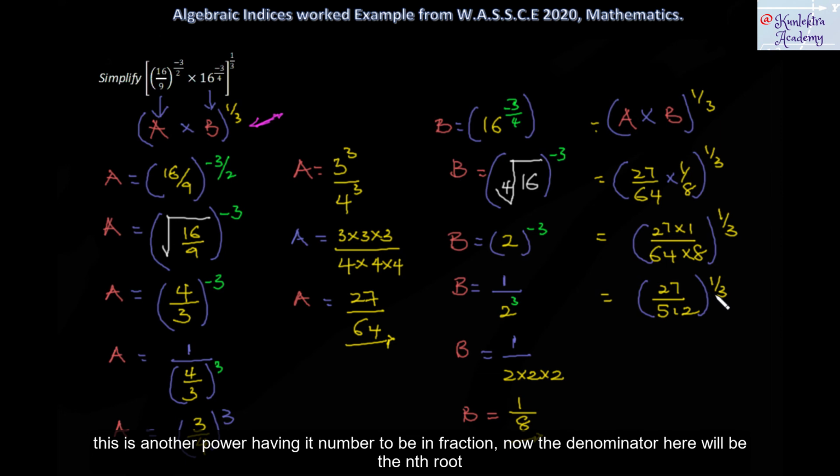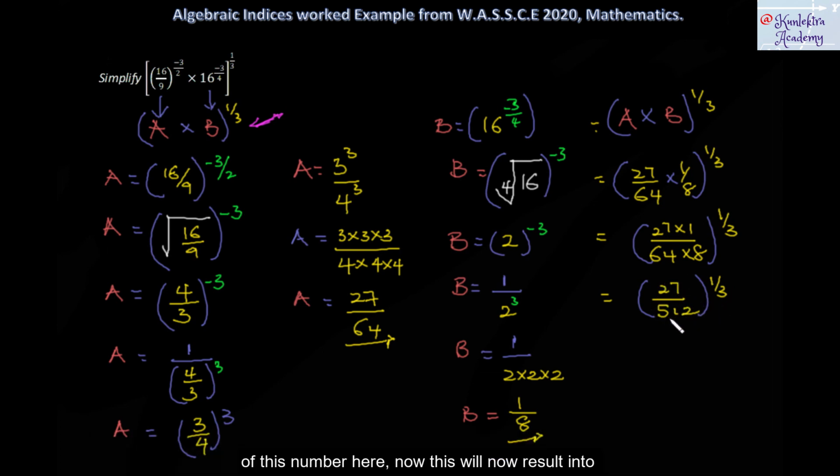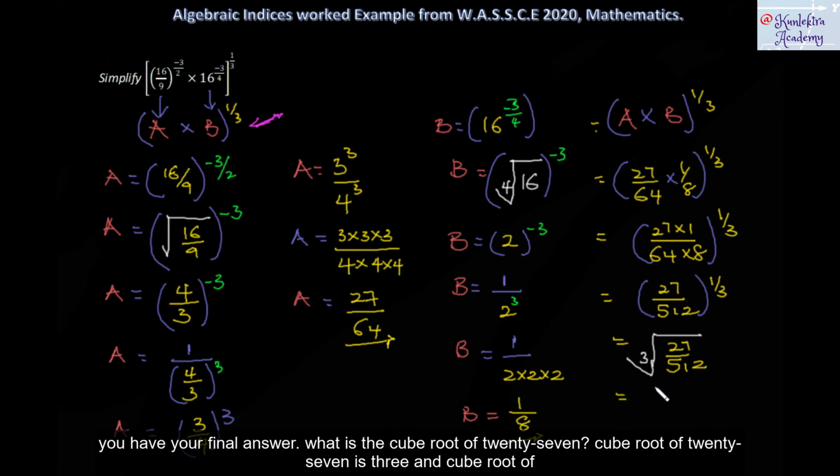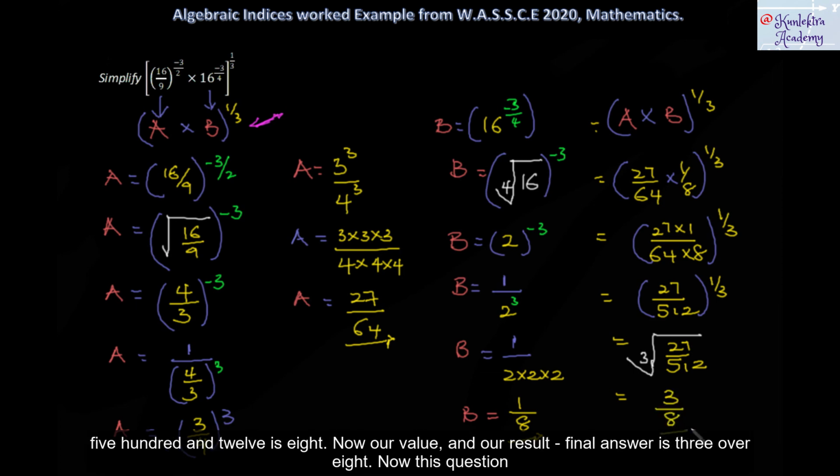Now this is another power having a fraction. Now the denominator here will be the nth root of this number. Now this will result into cube root of 27 over cube root of 512. Then you have your final answer. What is the cube root of 27? Cube root of 27 is 3, and cube root of 512 is 8. Now our final answer is 3 over 8.